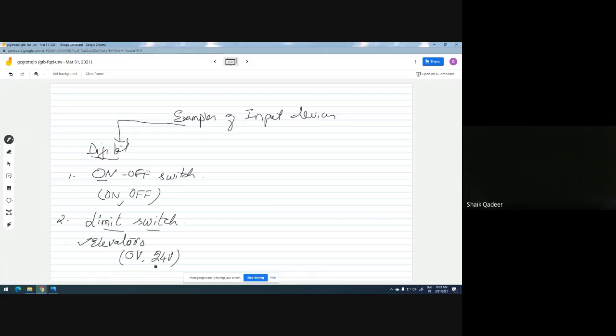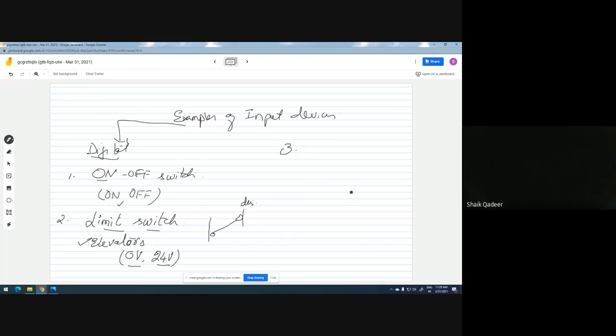Suppose I press the requesting button of the elevator from the fourth floor. The limit switch is available with the elevator. When it has reached the target destination, it gives the output 24 volts. When it is not at the target, it keeps on giving 0 volts. Aisa hota hai limit switch. I will show you the diagram. When it reaches the destination floor, it makes the contact with the destination floor and gives 24 volt output. So limit switch also belongs to this category.